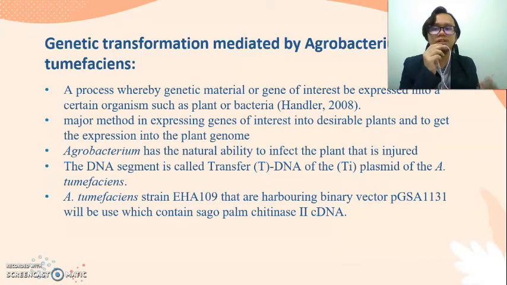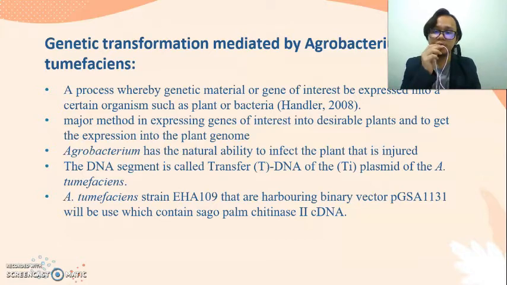Genetic transformation is a process whereby the genetic material or the gene of interest is expressed into a certain organism such as a plant or bacteria. Agrobacterium tumefaciens is one of the major methods in expressing genes of interest into the desirable plants and getting the expression into the plant genome.